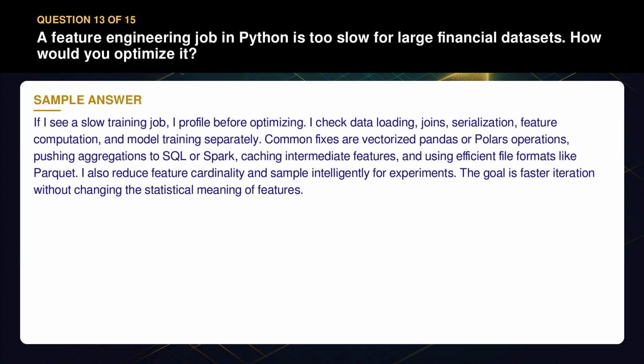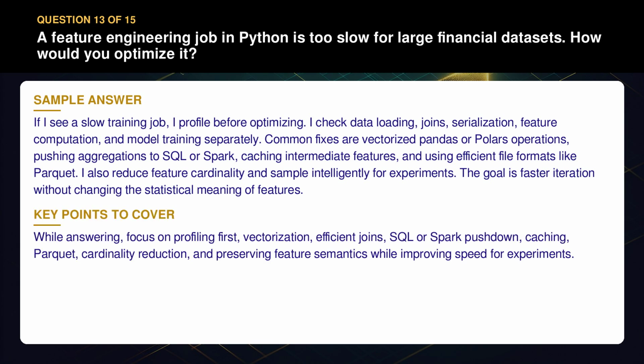The goal is faster iteration without changing the statistical meaning of features. While answering, focus on profiling first: vectorization, efficient joins, SQL or Spark pushdown, caching, Parquet, cardinality reduction, and preserving feature semantics while improving speed for experiments.